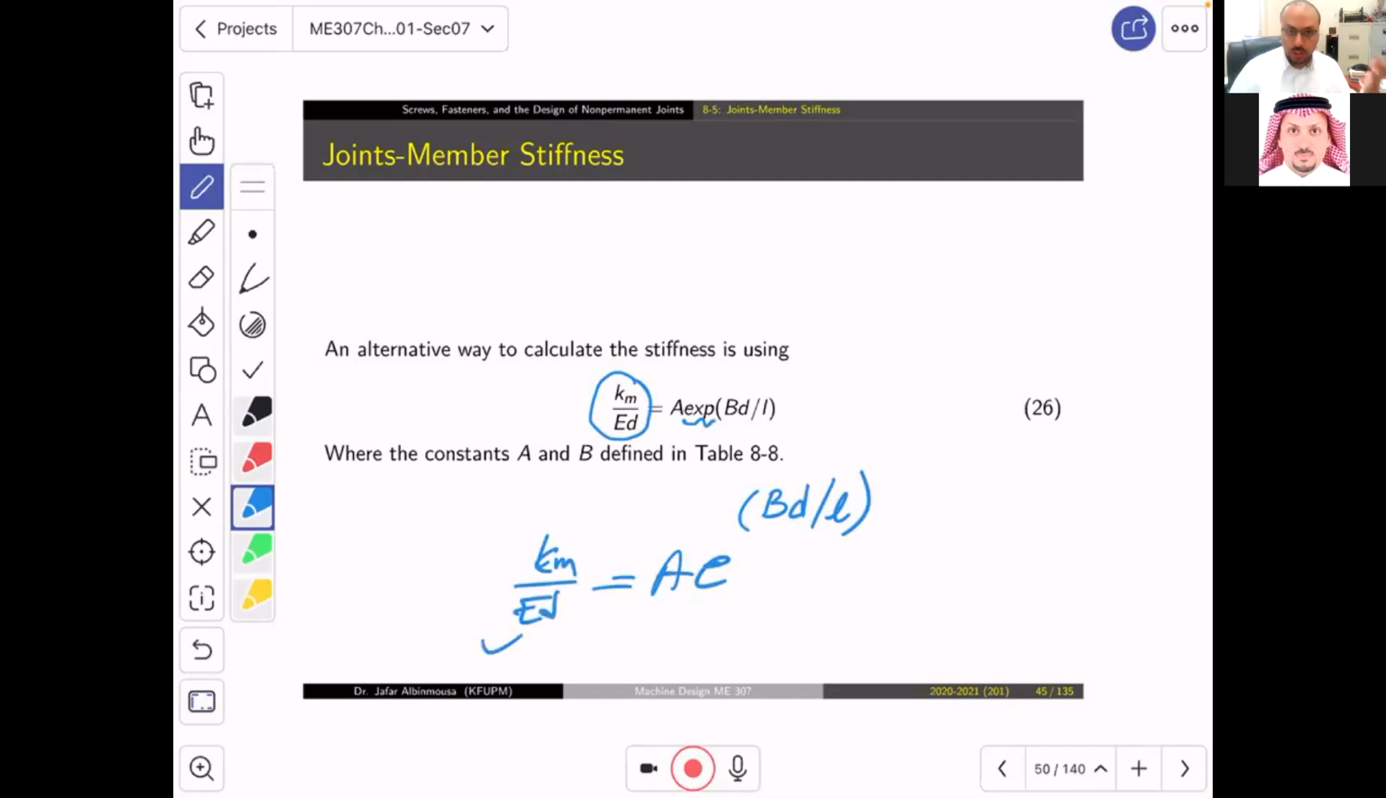Now, what is E? It is the modulus of elasticity. D is the bolt diameter. Here is the bolt diameter, and here is the length of the grip. Again, this equation is for a joint which is entirely made from the same material. The question is, what are A and B? A and B are constants, and you can find them in this table. So it has been made for certain limited cases, and we will see an example on how to use this equation. But we will be mostly focused on how to calculate it for any case. These ones are very special cases.